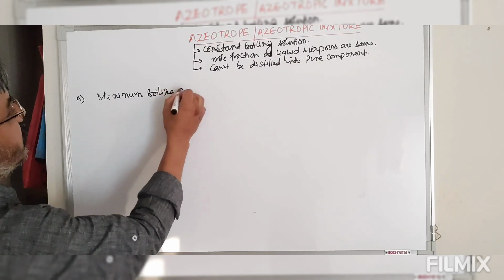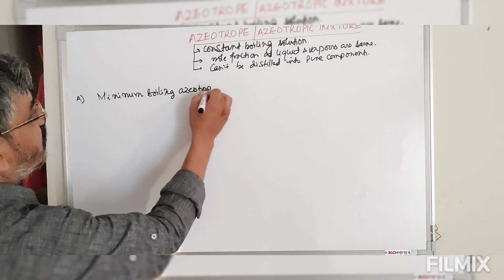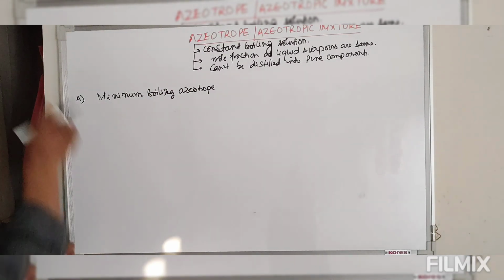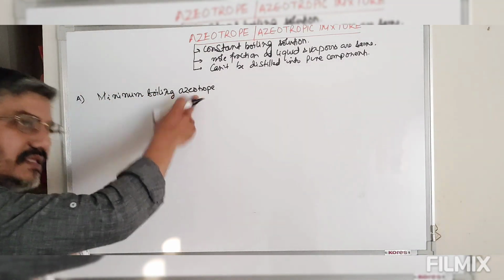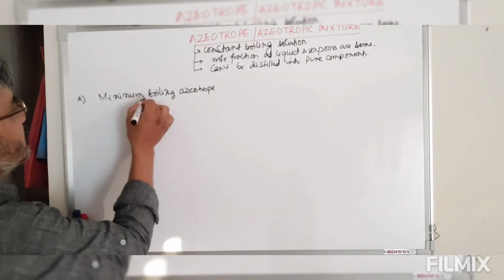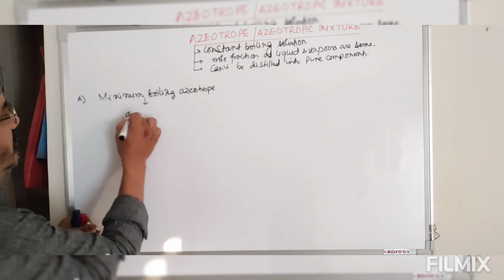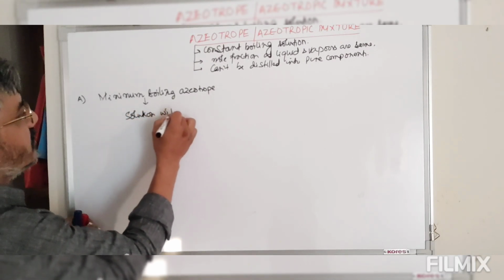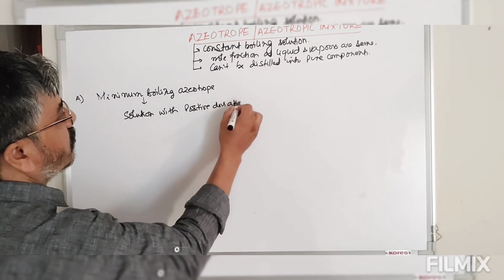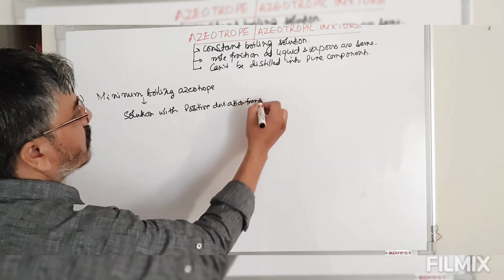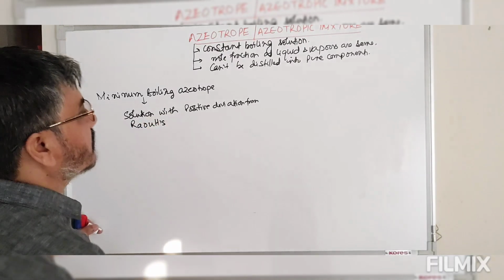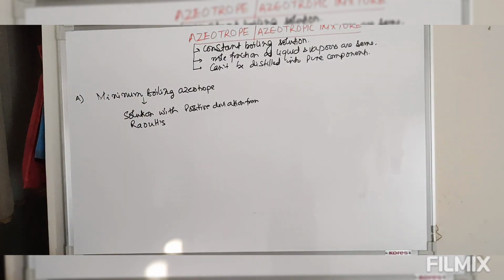Minimum boiling azeotrope. So minimum boiling azeotrope means the boiling point of this solution at this particular azeotropic composition is less than the boiling points of the pure components. So this is given by solutions with positive deviation from Raoult's law. So solutions with positive deviation from Raoult's law show minimum boiling azeotrope.